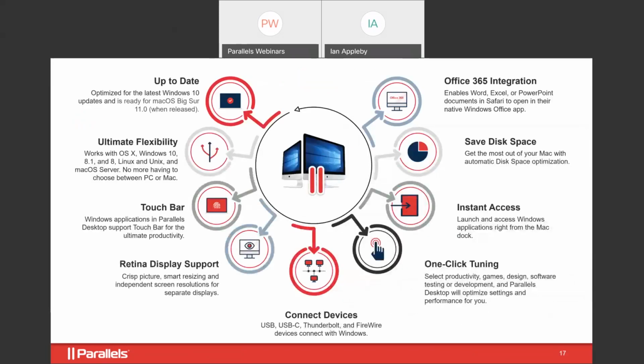So let's have a quick look at what we get then within Parallels. Number one, with our subscription, you're always up to date. We're optimized for the latest Windows 10 updates, and we're absolutely ready for Big Sur when that comes out in the autumn. And obviously, as I've said, also Catalina, Mojave, High Sierra, we work with all of those. From a flexibility point of view, we work with OS X, Windows 10 down to Windows 8, Linux, Unix, Mac OS Server.